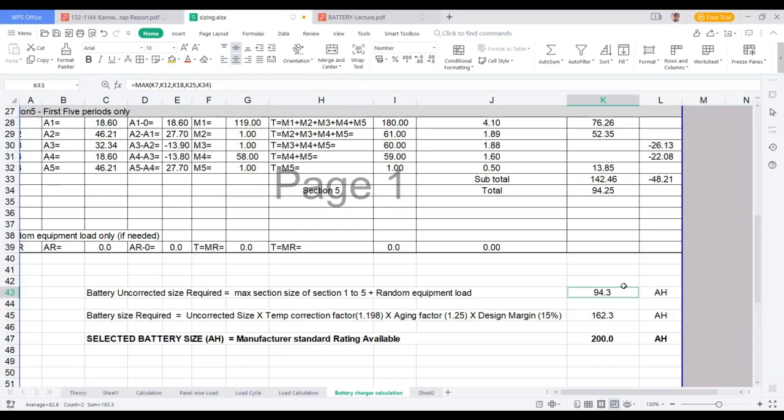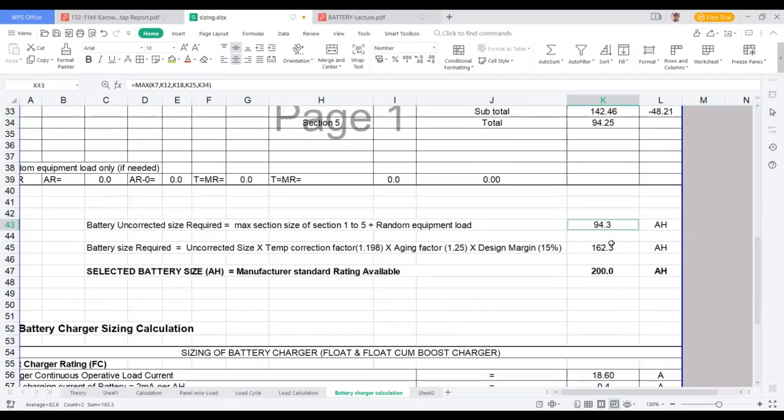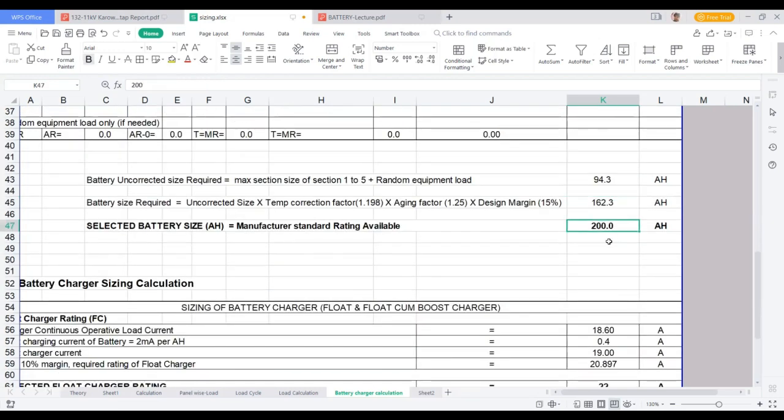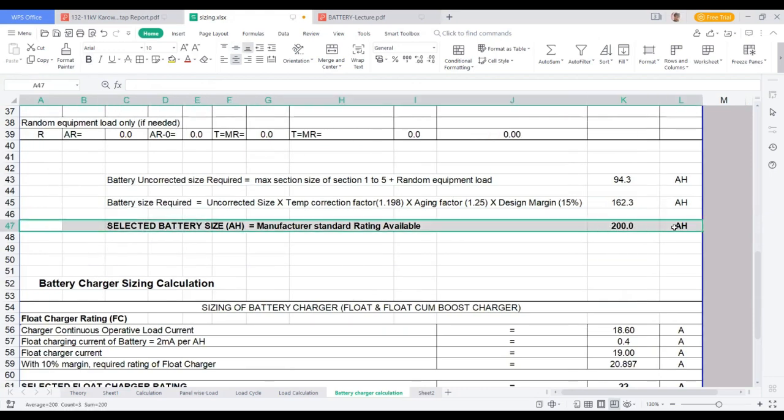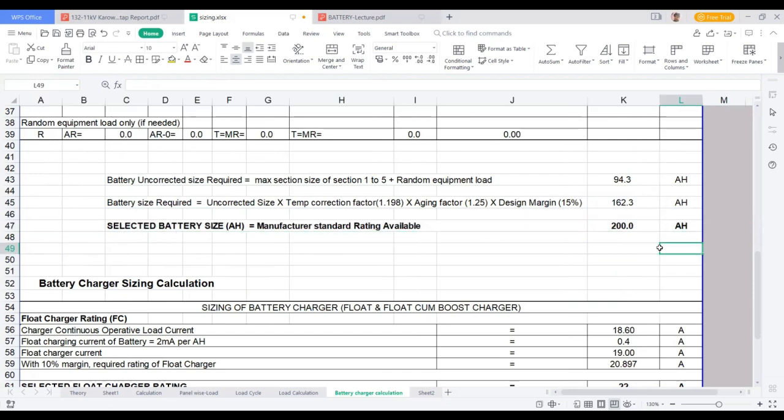But that battery might not be available in the market. So we are exploring the market, and inquiring what battery Ah capacity is nearby to this rating. I found in the market a 200 Ah battery is the next available rating after this 162.3. So I selected a 200 Ah battery. So this is my sizing and selection of my battery. I can conclude that I require a 220 volts 200 Ah battery bank.